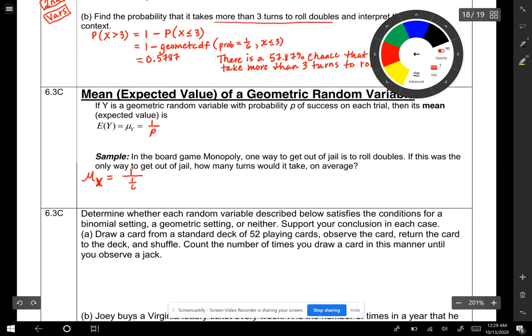So 1 over 1/6, and remember, that's the same thing as 1 times the reciprocal of 1/6, so 6 over 1, which is just 6. So the mean of x equals 6 turns. And let's just interpret this because it's good practice. On average, we would expect it would take 6 rolls, or turns or whatever, to get out of jail.